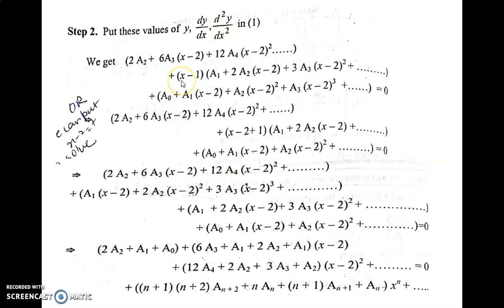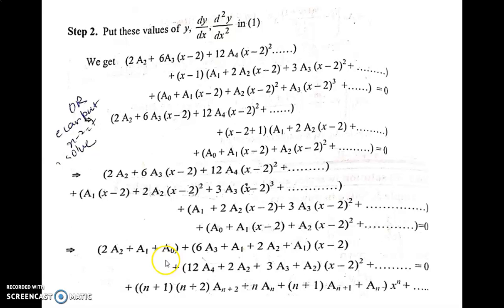What we have done is changed x minus 1 to (x minus 2) plus 1, because we need all the powers in x minus 2. So the first term is again the same, 2a2 plus 6a3 (x minus 2) plus 12a4 (x minus 2) square. After that you multiply (x minus 2) with the whole bracket. So a1 (x minus 2), then you will get 2a2 (x minus 2) square, then 3a3 (x minus 2) cube and so on. After that you multiply 1 with this bracket, that is a1 plus 2a2 (x minus 2) plus 3a3 (x minus 2) square and so on. And this bracket is the same. We got all the brackets in terms of powers of x minus 2.